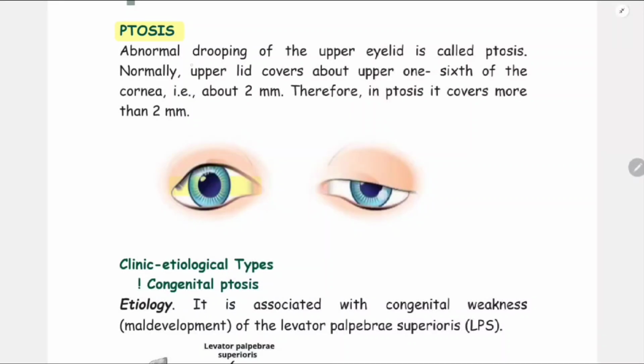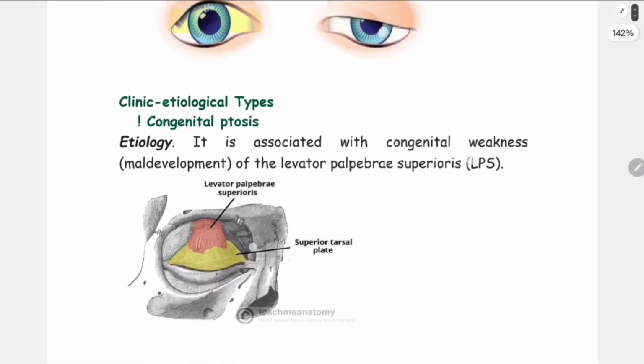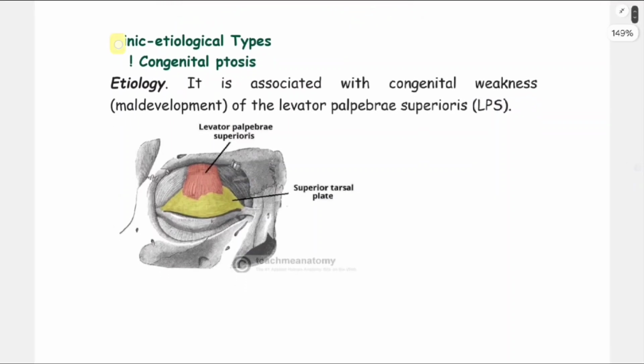Ptosis is defined as abnormal drooping of the upper eyelid. Normally the upper eyelid covers about 1/6 of the cornea, that is about 2 mm. Therefore, in ptosis it covers more than 2 mm. Now coming to the types and etiology, that is the clinico-etiological types.